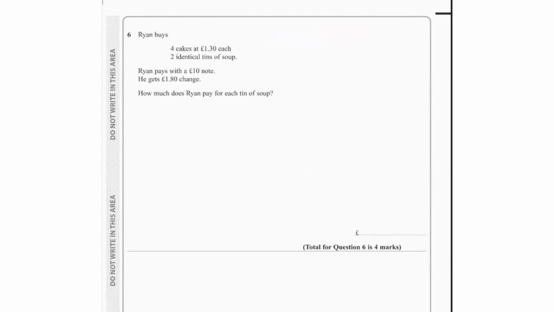Question 6 says, Ryan buys 4 cakes at 1.30 pounds each, 2 identical tins of soup. Ryan pays with the 10-pound note. He gets 1.80 pounds change. How much does Ryan pay for each tin of soup?